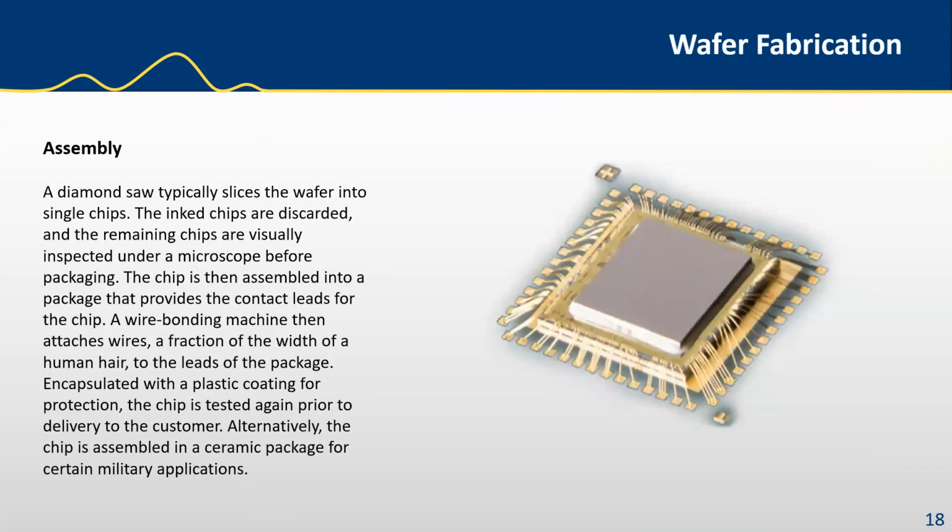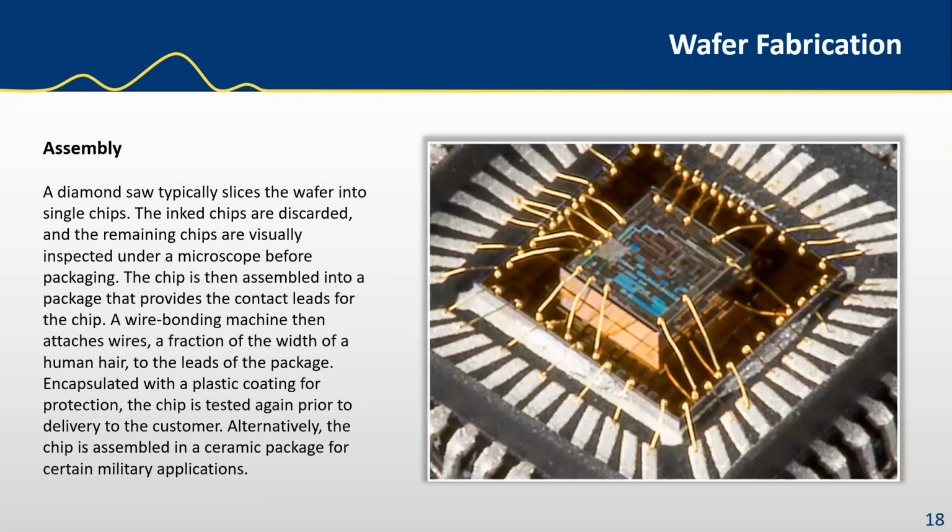After the electrical testing, the individual ICs are cut out of the wafer. They're visually inspected and then assembled into a package which has contact leads for the chip. Here we see interconnecting wires. A wire bonding machine attaches these wires. Some are no wider than a human hair or even less. Once the wiring is complete, the chip is encapsulated within a plastic coating and tested again prior to delivery to the end user. In military applications, the chip is encapsulated in a ceramic package for extra security.